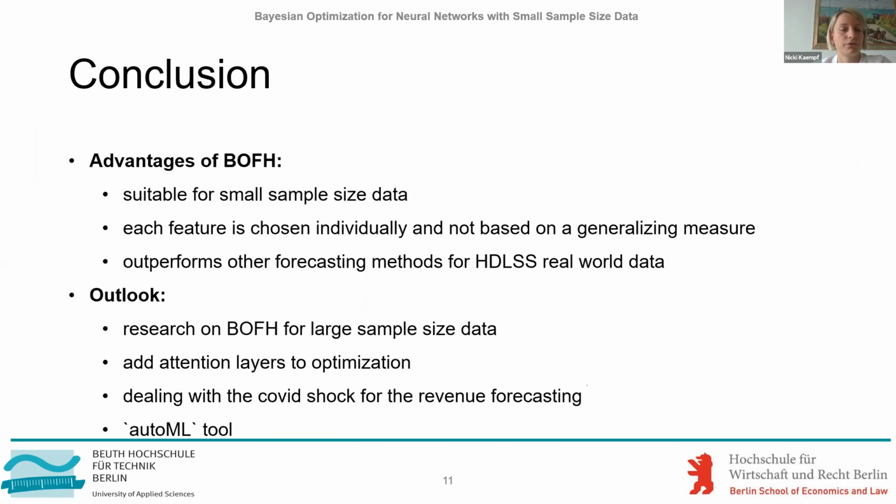So what can we conclude so far? The BOF has a lot of advantages. It is suitable for small sample size data. It got rid of this generalizing measure, and it optimizes each feature individually. And it has also shown that it can outperform other forecasting methods for high dimensional, low sample size real world data.